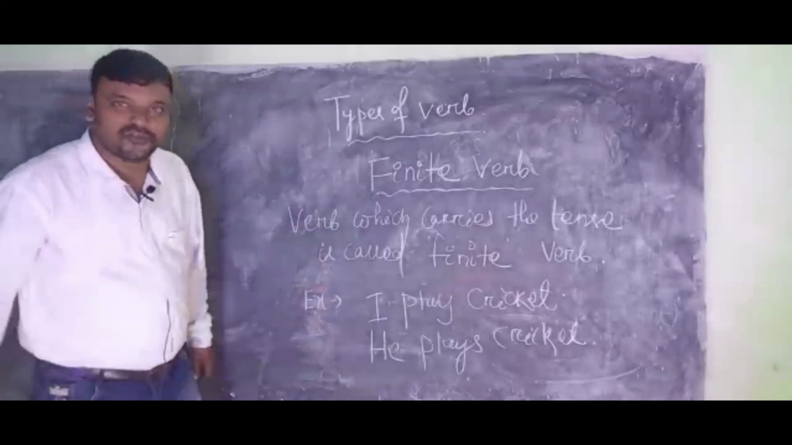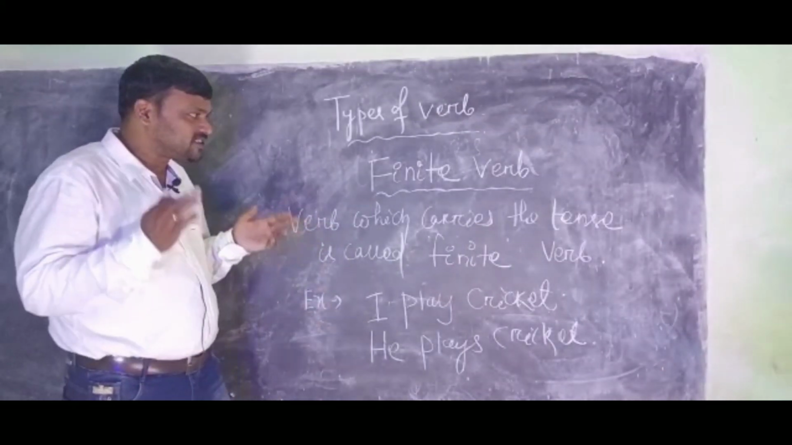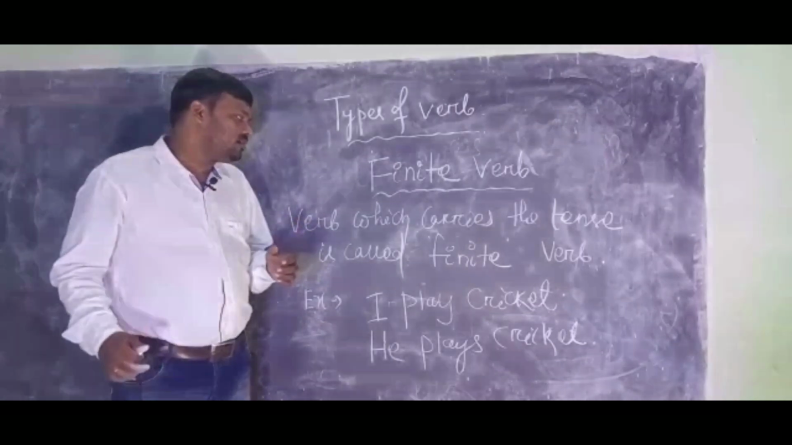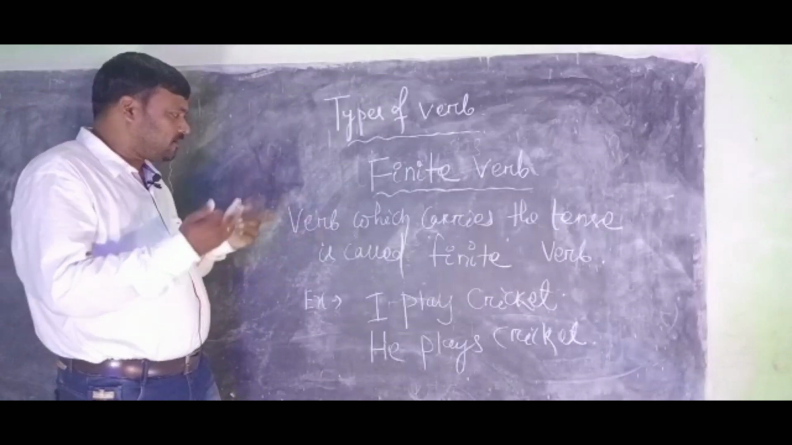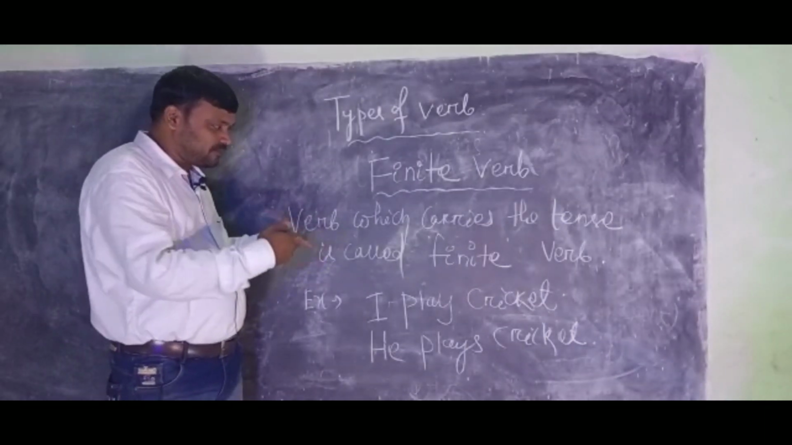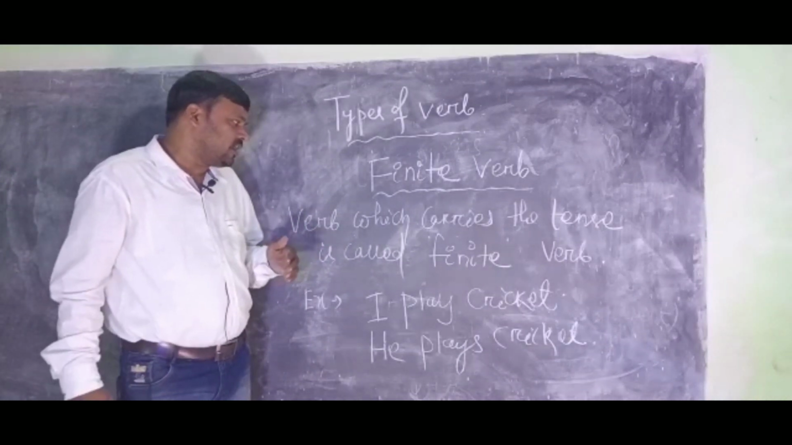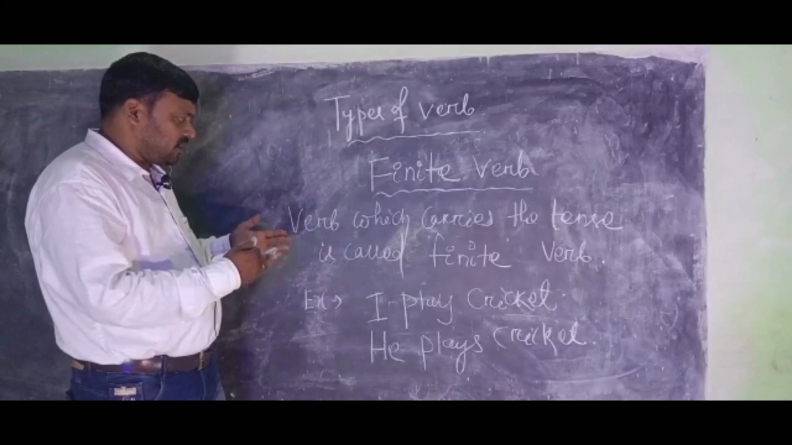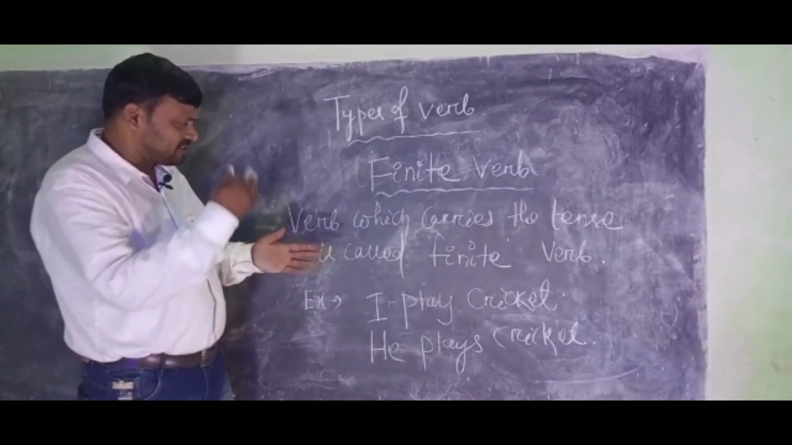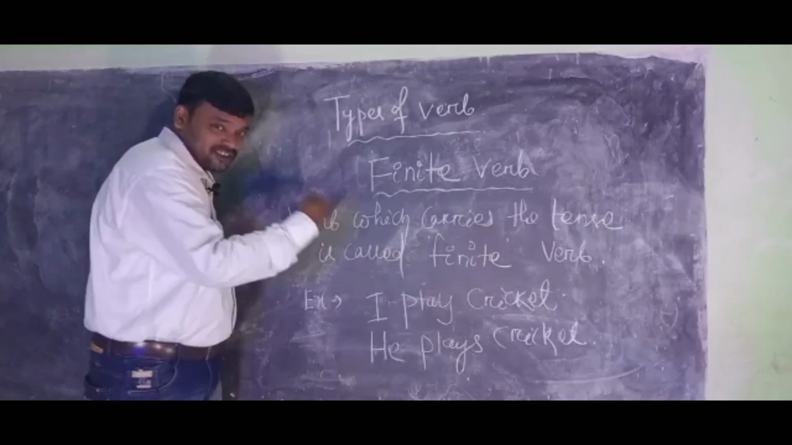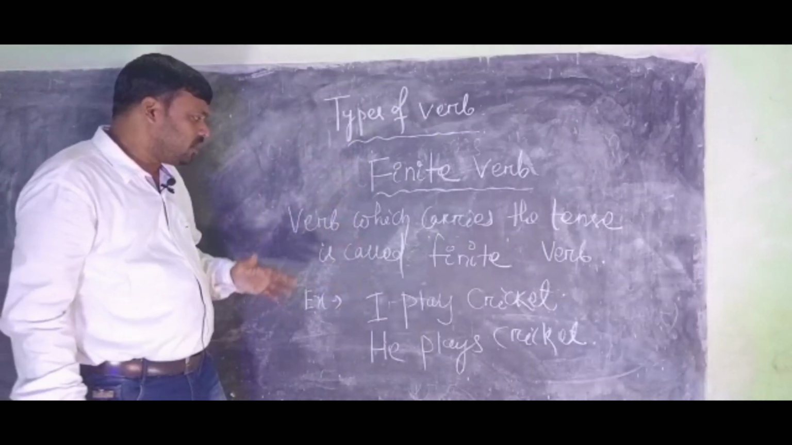Okay, finite verb. What is called finite verb? The verb which carries the tense is called finite verb. तो उसका मतलब क्या होता है, जो सेंटेंस में सब्जेक्ट वर्ब का बीच में जो लिंक होता है, and if the verb carries the tense according to your subject. So let's have an example.